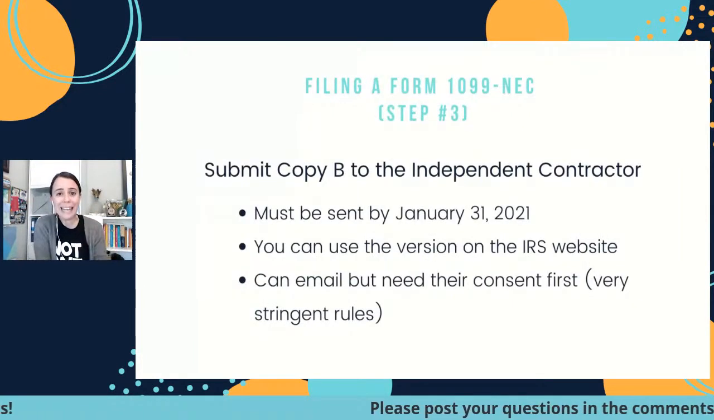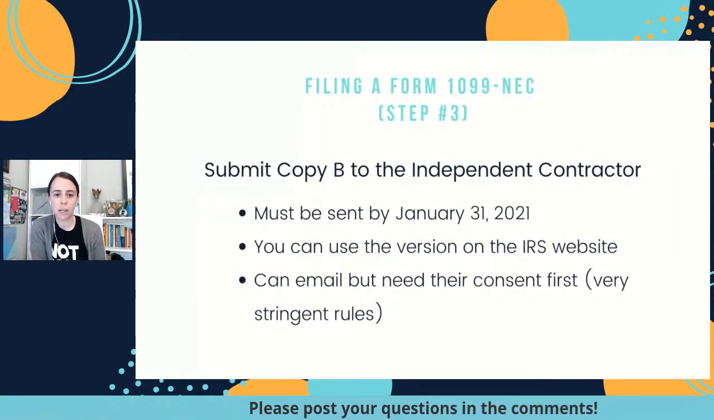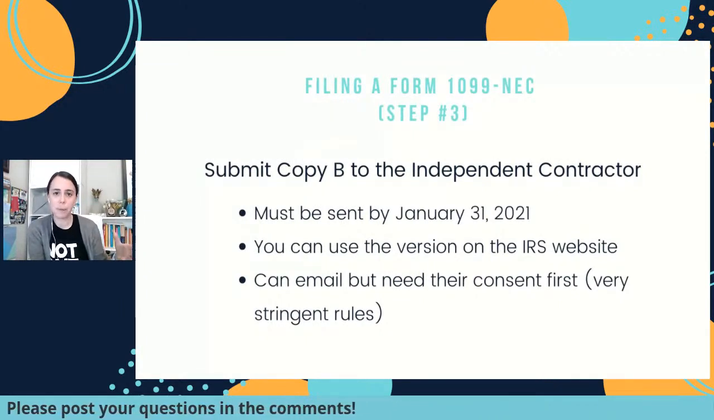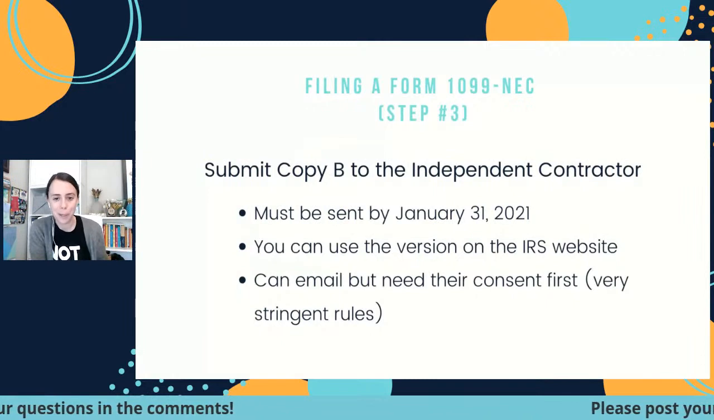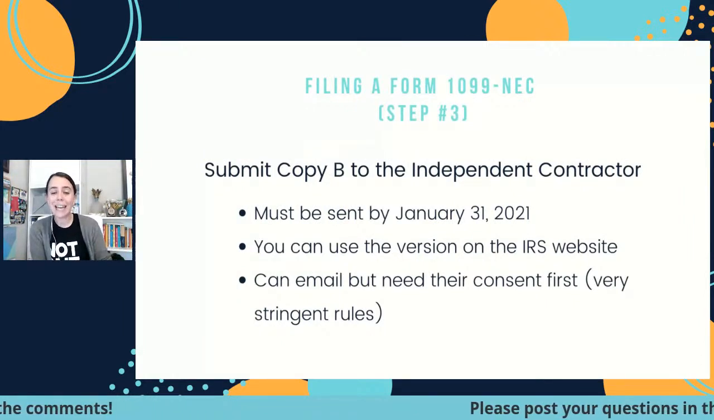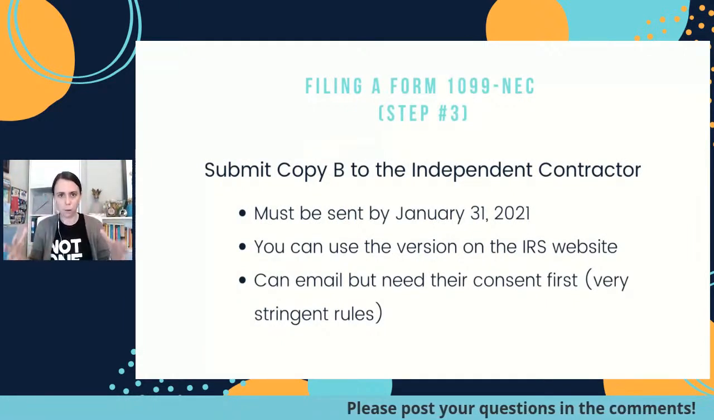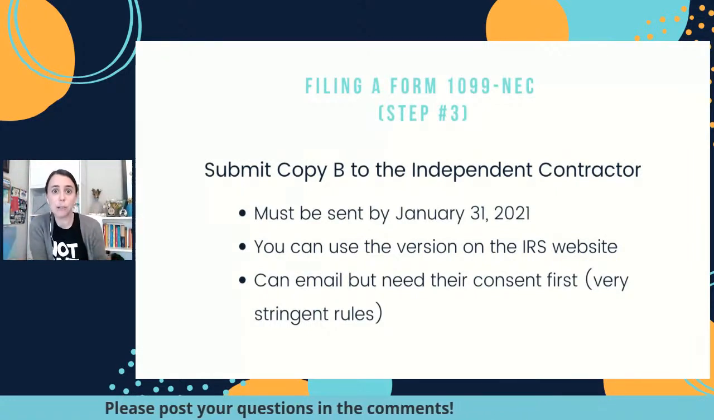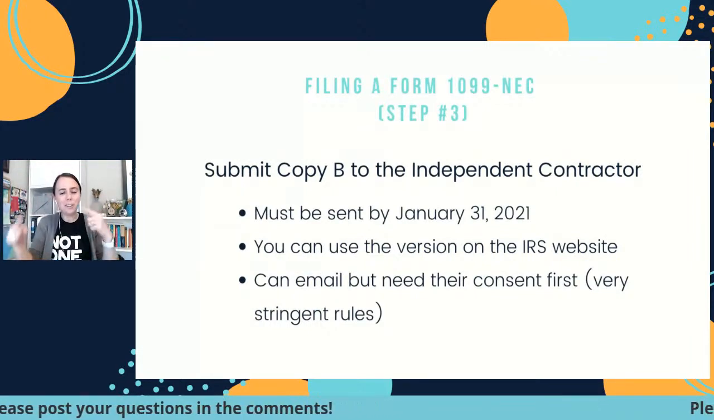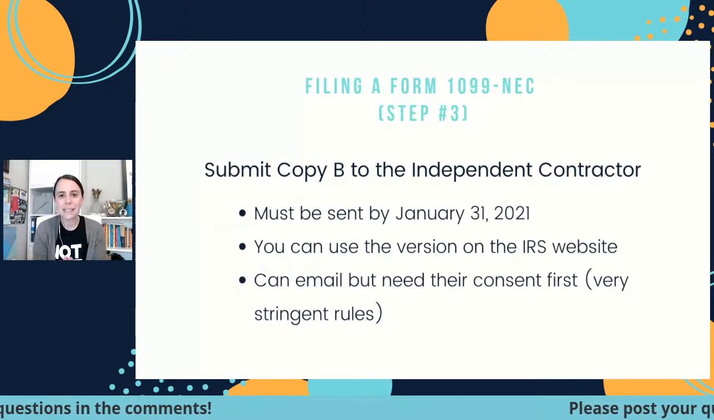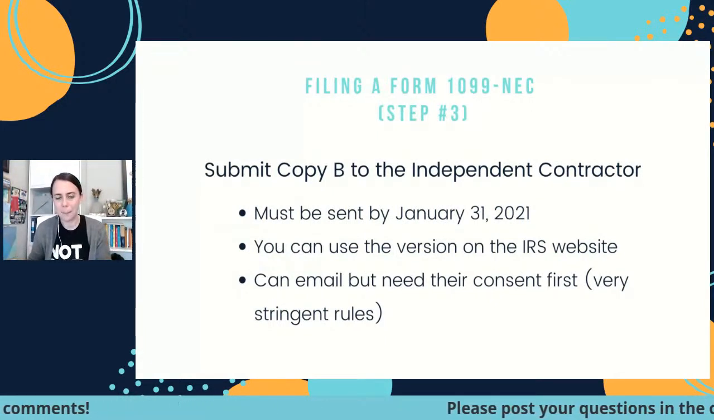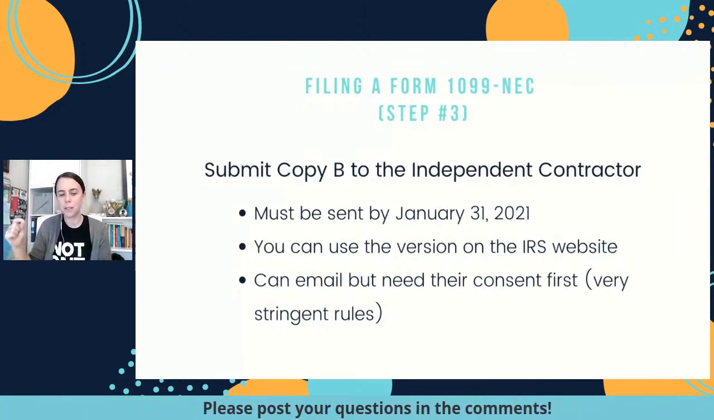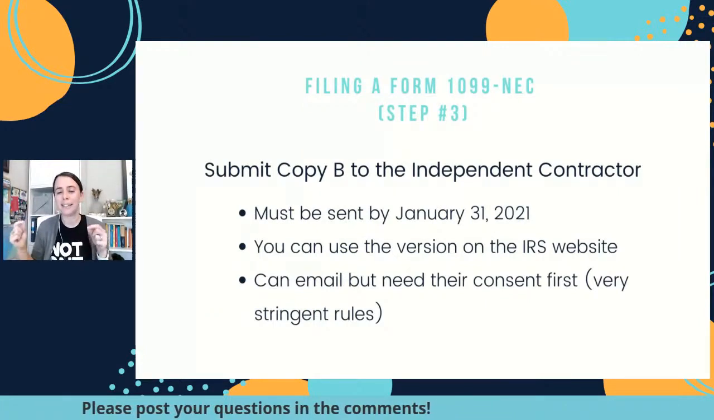Now, copy B has to go to the independent contractor. Again, it has to be sent by January 31st, 2021. In this case, you don't have to use a formal official form. You can go to the IRS's website and download the 1099 NEC and use that. That's fine. But here's where things are kind of flipped. In this case, you'll want to mail it to them because in order to email the copy to the independent contractor, you actually need their consent.